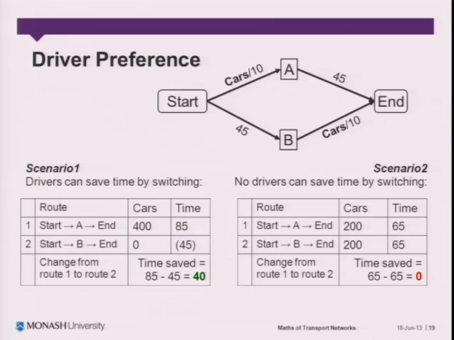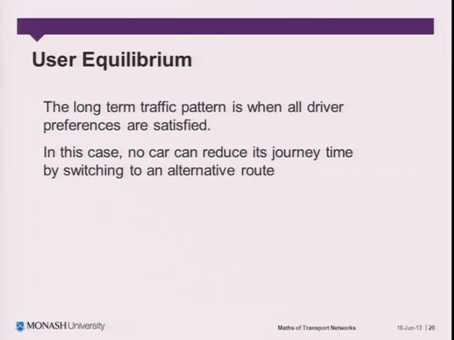So if you're in scenario one, drivers can save time by just switching from the route via A to the route via B. They can save 40 minutes of time, so they will. So that's not a steady state, in terms of people will tomorrow take a different route. On the other hand, once we've got to scenario two, the driver can't save time by changing routes. So that's what we call a user equilibrium. So it's a kind of long-term traffic pattern when all the drivers' preferences are satisfied.